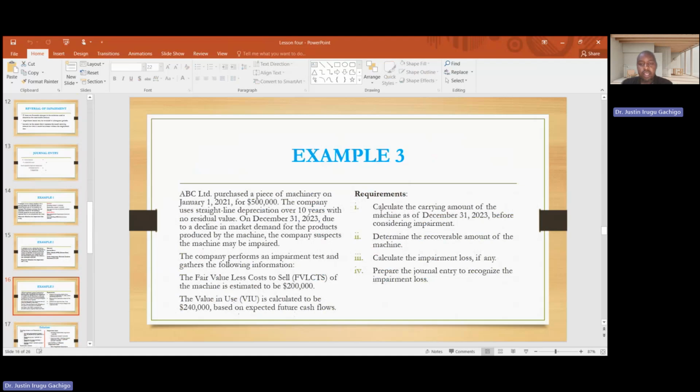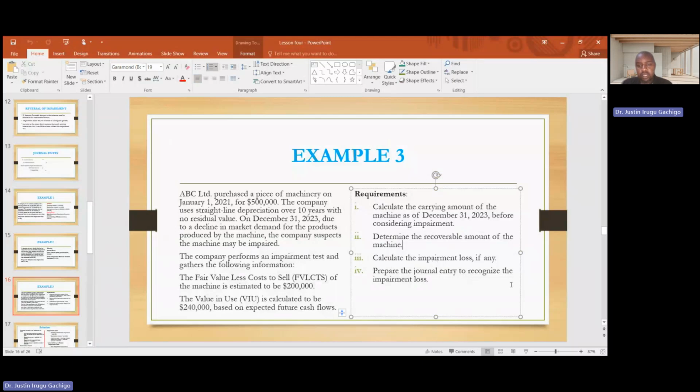So you are required, one, calculate the carrying amount of the machine as of December 31st before considering the impairment. So remember we said the carrying amount is the cost minus accumulated depreciation. Determine the recoverable amount of the machine. Again, we say the recoverable amount is the higher of the fair value less cost of disposal or the value in use. Calculate the impairment loss, if any. So again, we said the impairment is the carrying amount minus the recoverable amount.